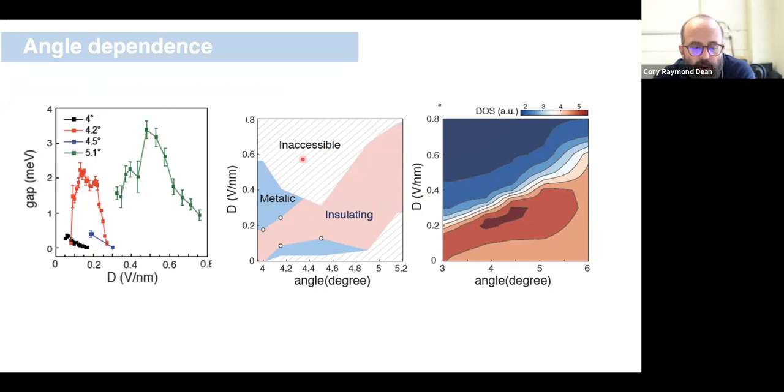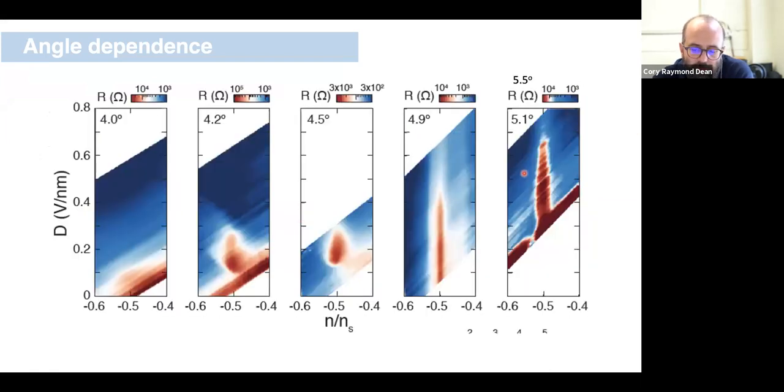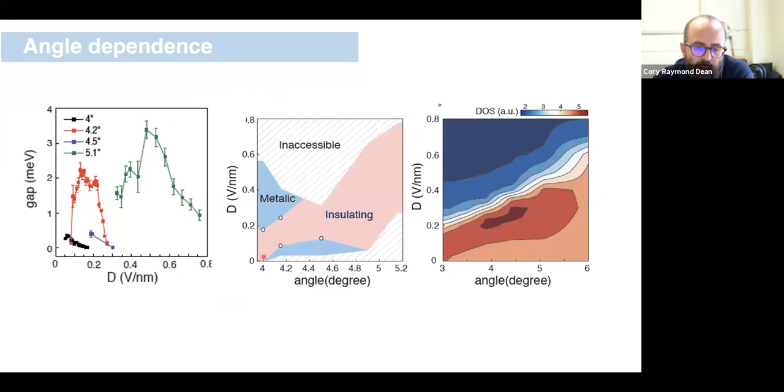Here is a cartoon summary of our data. Going back through these data plots, we identify where the device is insulating or metallic from the temperature dependence, and map an overview as a function of twist angle and displacement field, at precisely half filling. When is the half filling state insulating? That's in the pink region. And when is it metallic? Here and here. And here we're comparing that to integrating the band structure that was calculated theoretically, plotting the density of states as a function of angle and displacement field.